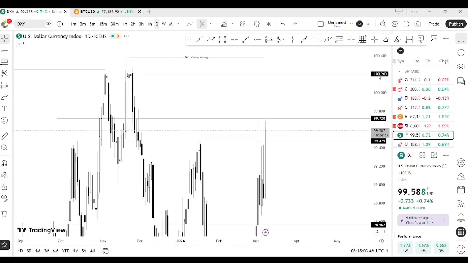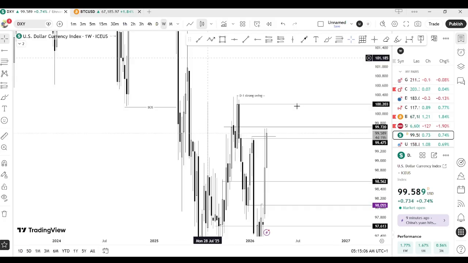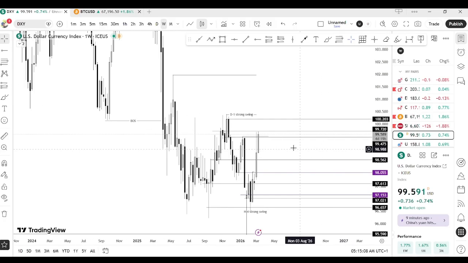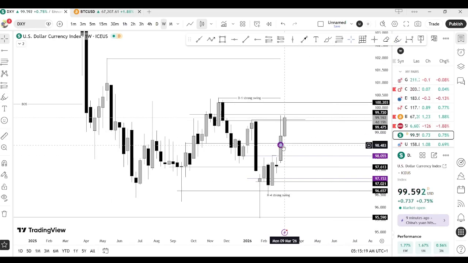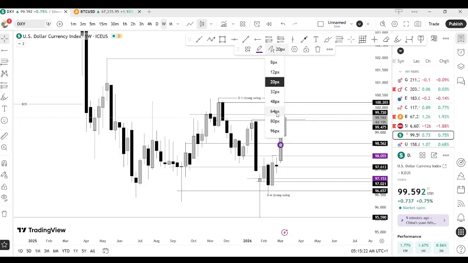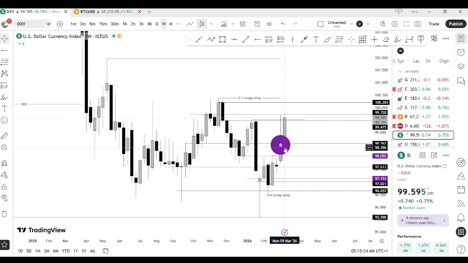So just as you know, at the beginning of every week, we go to the weekly time frame. This particular candle is last week's candle, and this is this week's candle. Last week's candle closed bullish. This week's candle is still forming.